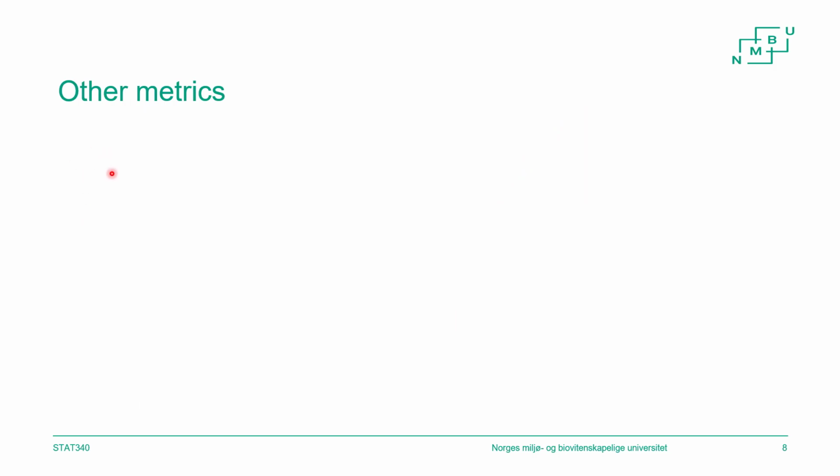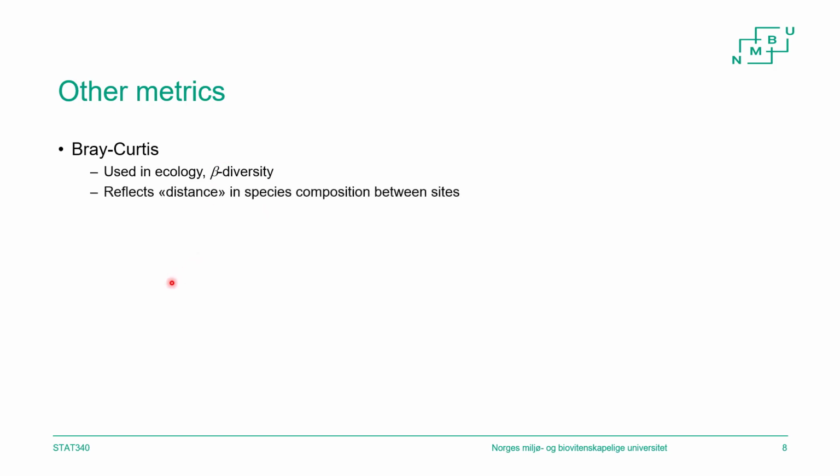Okay, let's have a look at some other distance metrics that are sometimes used, at least here at NMBU. The Bray-Curtis metric, what is this? It's used in ecology, and here it's not typically referred to as a distance, but what is called a beta diversity. But we can think of it as a distance. It actually reflects the distance in species composition between sites. Of course you may in principle use this on any data, but this is where it comes from.